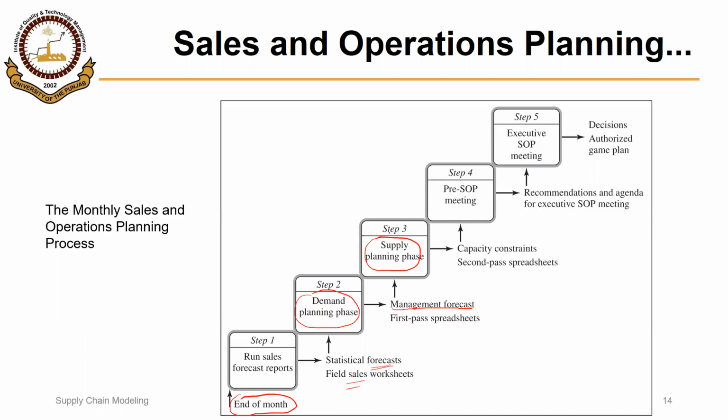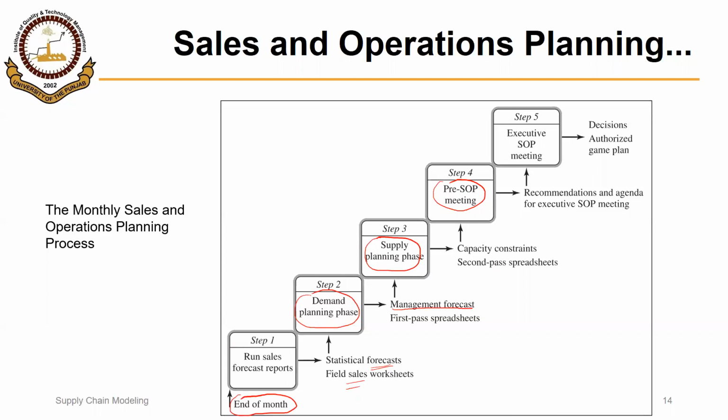Then these two plans are reconciled in step four, that is the pre-S&OP meeting. The different recommendations coming from the demand planning phase and the supply planning phase are discussed here. If there are some conflicts, for example if the demand is more than supply, and some adjustments can be made, they are done here in the pre-S&OP meeting. If there are some alternate plans to meet the demand, they are discussed.